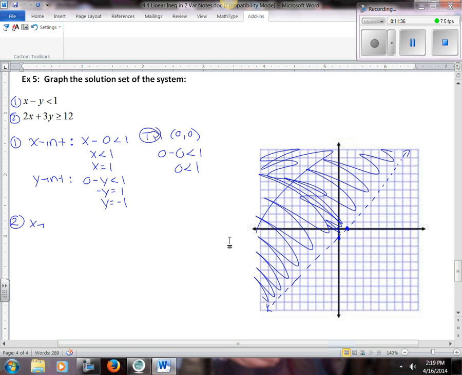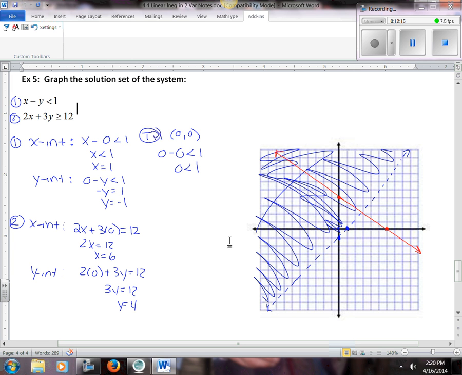Equation 2, x-intercept. 2x plus 3 times 0, and we can make this an equal sign right away. 2x equals 12, x equals 6. 2 times 0 plus 3y, 3y equals 12, y equals 4. There's your y-intercept. You should be quick at these by now. Okay, so x equals 6, and y equals 4. Now this was greater than or equal to, so it is going to be a solid line.